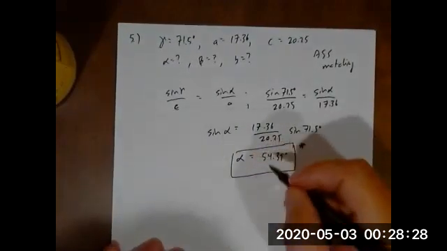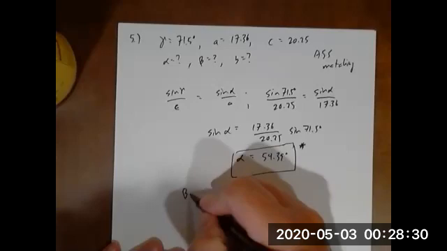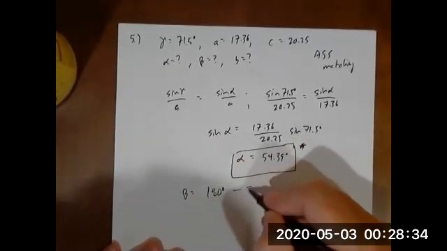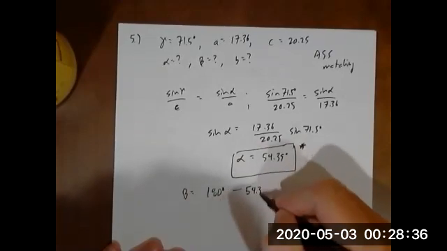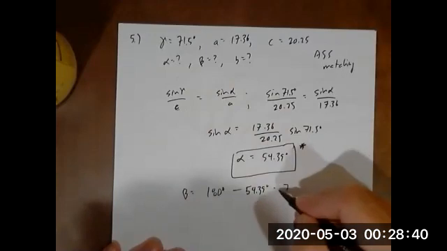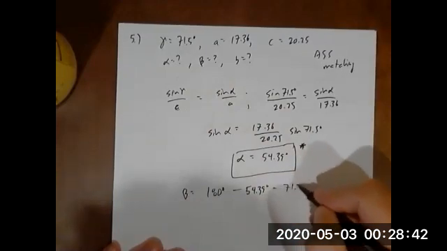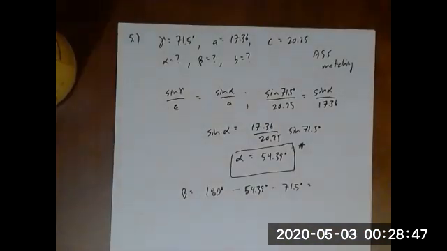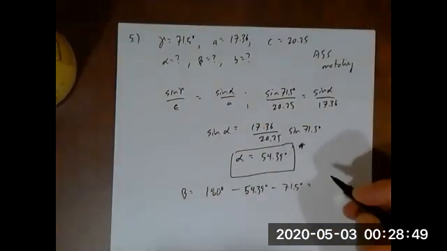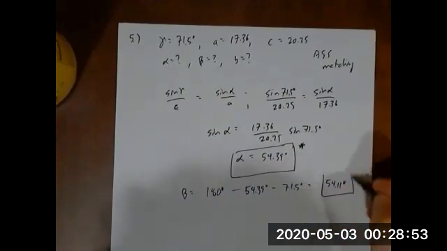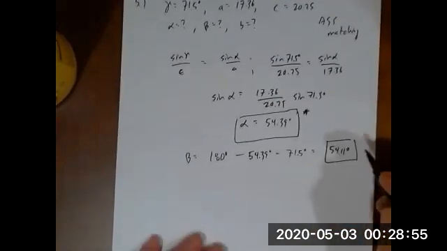So now let's go ahead and get angle beta. It's going to be 180 minus alpha minus gamma. So when you do that, you end up with beta is 54.11 degrees. Now, last thing is to find B.